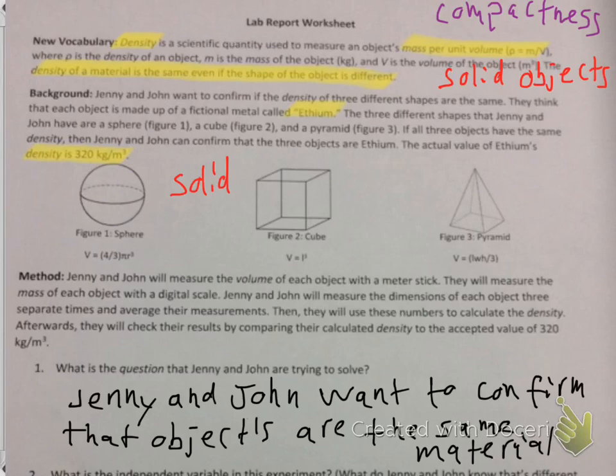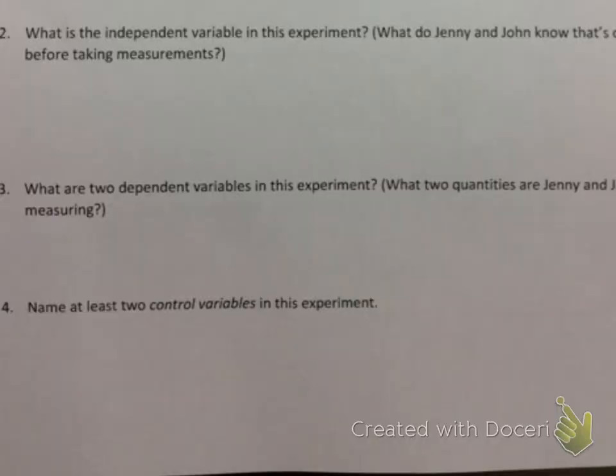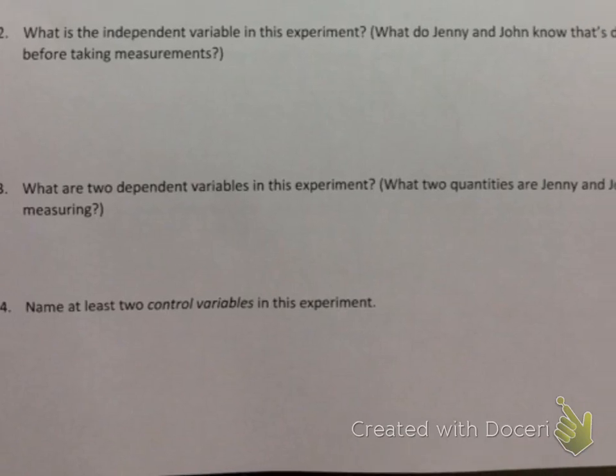Okay. All right, so we know that Jenny and John have to take measurements for each shape. And so what I wanted to ask you guys here is, what's different about, they're basically doing the same experiment 3 times. So what's different is the shape. Okay, so the independent variable, and this is maybe an unusual case, right, because we haven't really learned physics yet. But the independent variable in here is what is changing, and that is the shape.